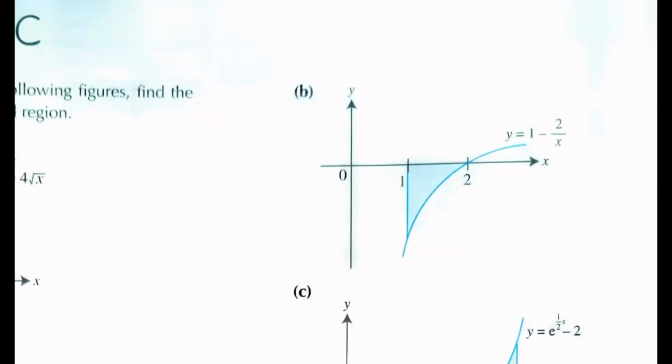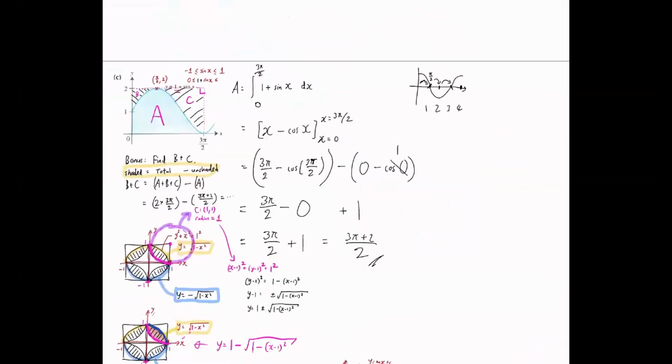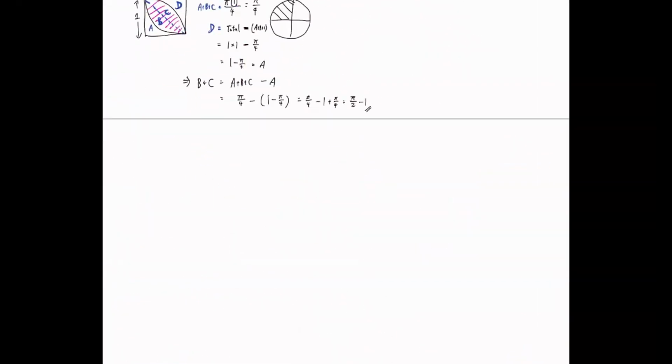Lower limit 1, upper limit 2. But something is off. Something is wrong. What's wrong?